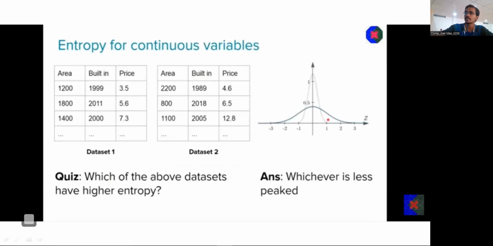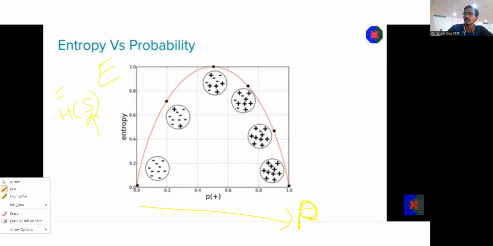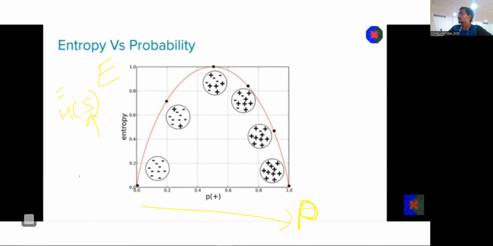So, entropy versus probability. If we have probability on this axis and entropy on this axis, which is denoted by H(S) or H of dataset, then we can have, suppose, the probability of the positive class, the class yes, as 0. Probability of the class yes is 0. That means all the labels are of the class no.